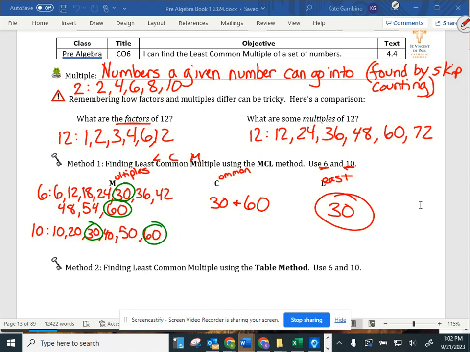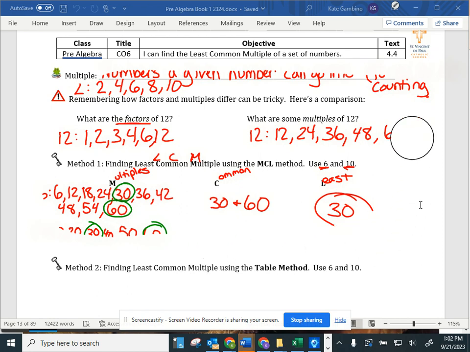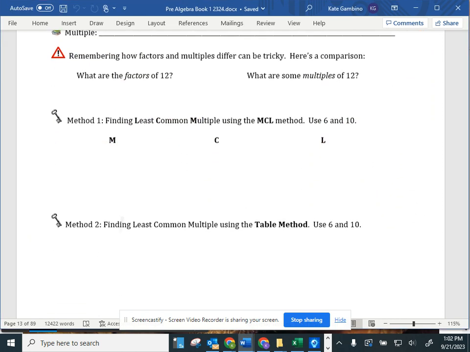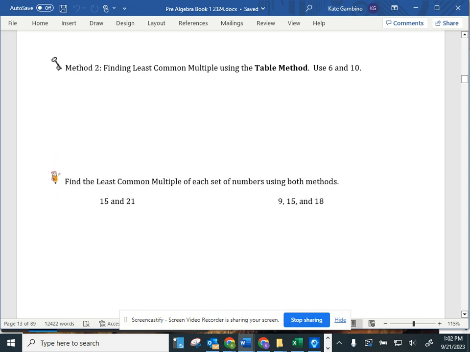So that method's pretty easy until you get really big numbers. So we have another method. I'm going to use those same small numbers of 6 and 10. Sometimes when we have small numbers like 6 and 10 and we know their multiples, we can find the least common multiple quickly by doing this method. But when we have bigger numbers or numbers that we don't know, or we have multiple numbers that we're doing, it really helps to use the table method. So let's look at how we use the table method. So we're still doing 6 and 10.